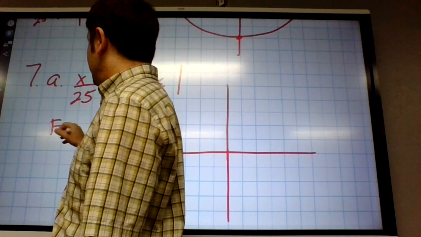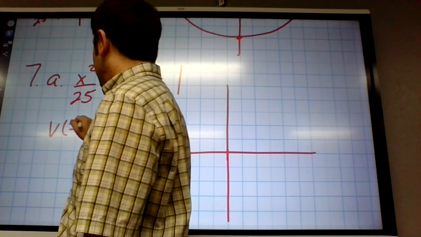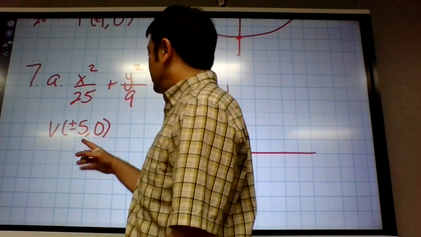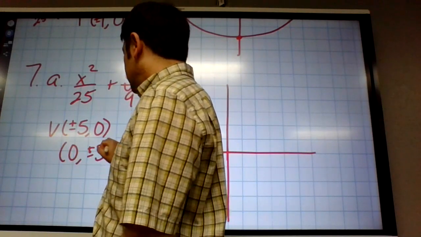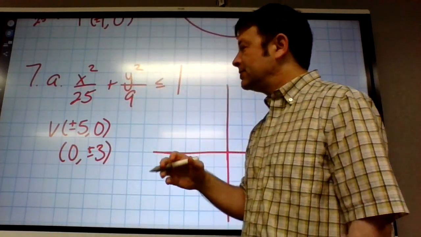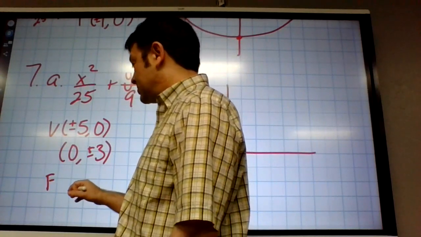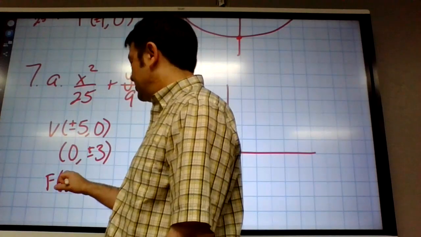The vertices are going to be at the square root of 25, so that's plus or minus 5, 0. The y-intercept is going to be at 3. And the foci: 25 minus 9 is 16, and the square root of 16 is 4. Notice they keep using the same numbers over and over.